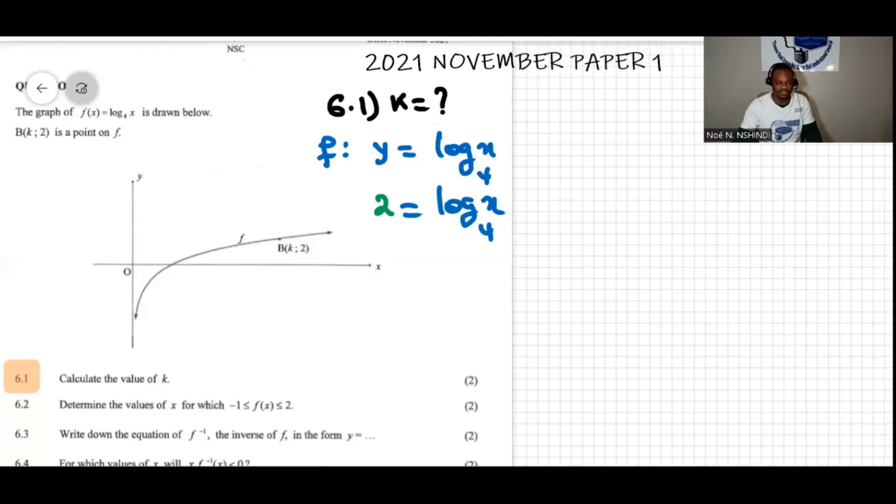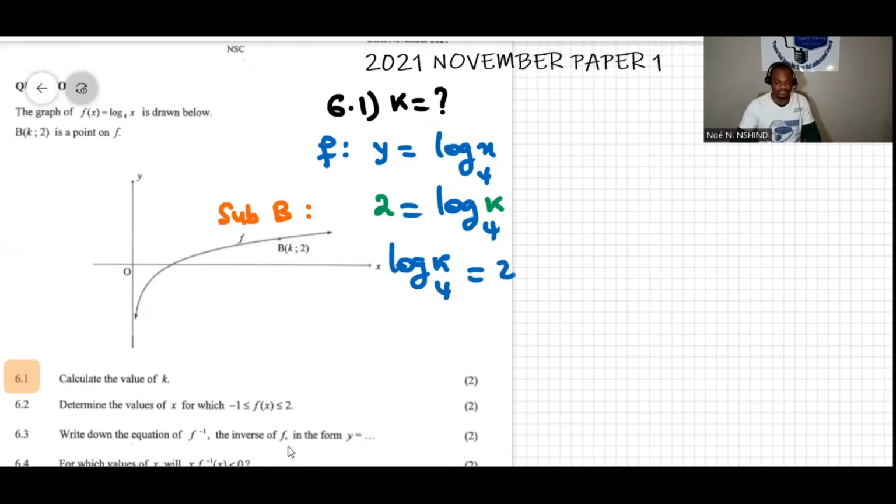So I prefer to write, if I sub in the coordinates, it's going to be like log of k base 4, because I sub in the point b in this equation. So let's write here sub b. Now we can write it like log of k base 4 equal to 2.